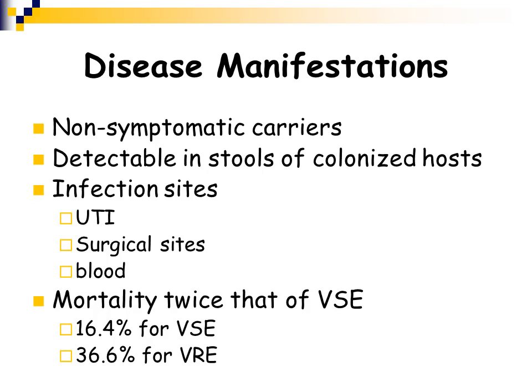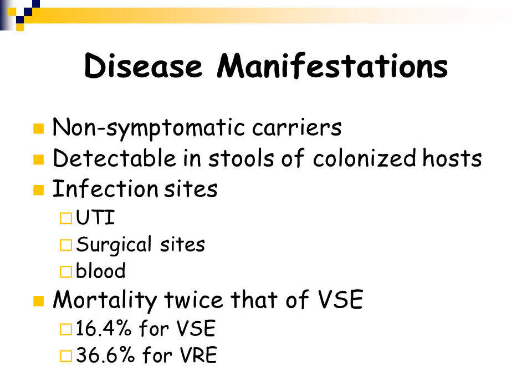Now, just like Staphylococcus aureus, many people can asymptomatically carry Enterococcus, including vancomycin-resistant Enterococcus. It can be detected in the stools of colonized hosts, and vancomycin-resistant Enterococcus causes a variety of infections like urinary tract infections, surgical site infections. It can cause a bacteremia or blood infection.